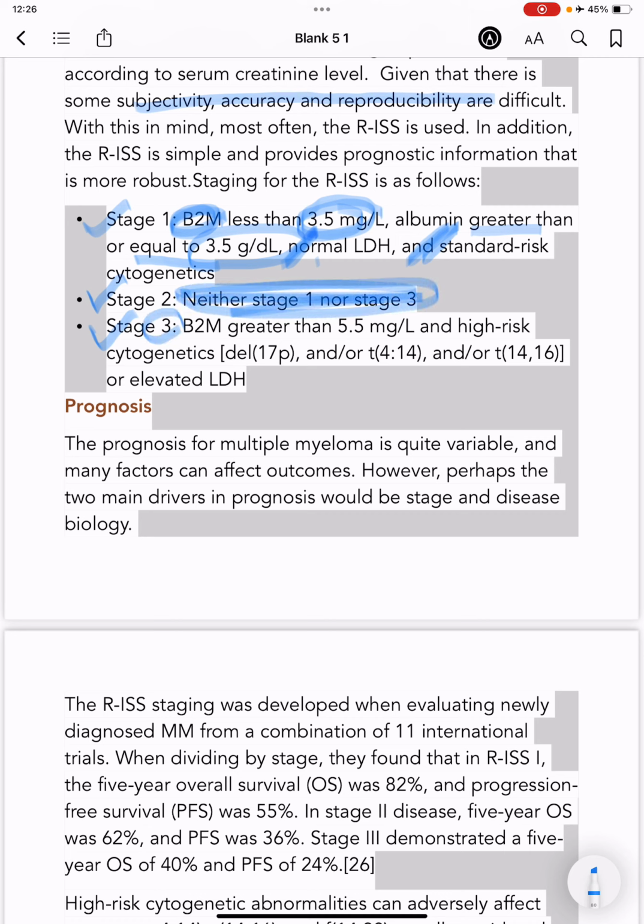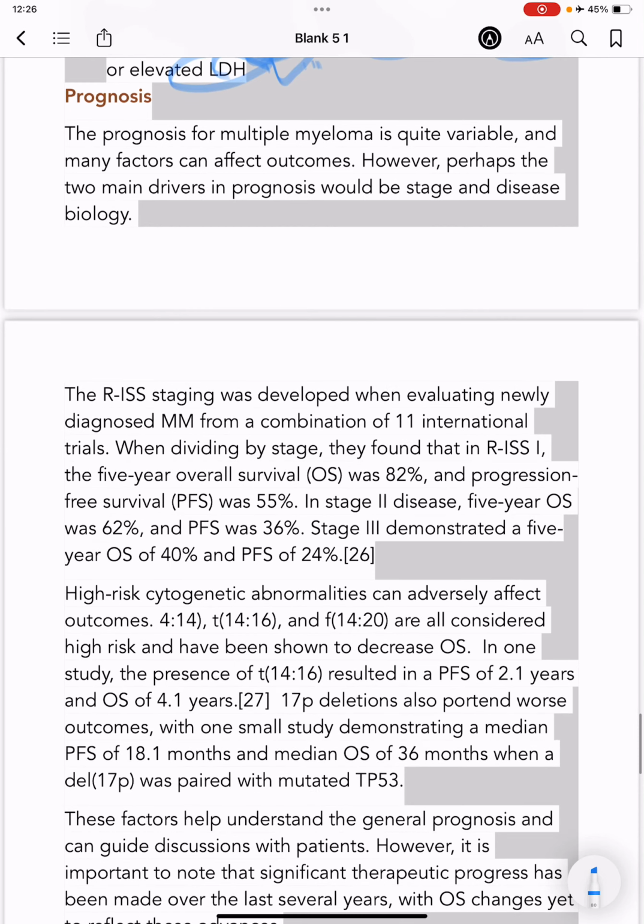So what happens in stage 3? Beta 2 microglobulin will be higher, albumin will be lower, and along with that cytogenetics will be high risk. High risk means deletion 17p, t(4;14), t(14;16), and elevated LDH. All these are high risk staging factors in the revised international staging system.